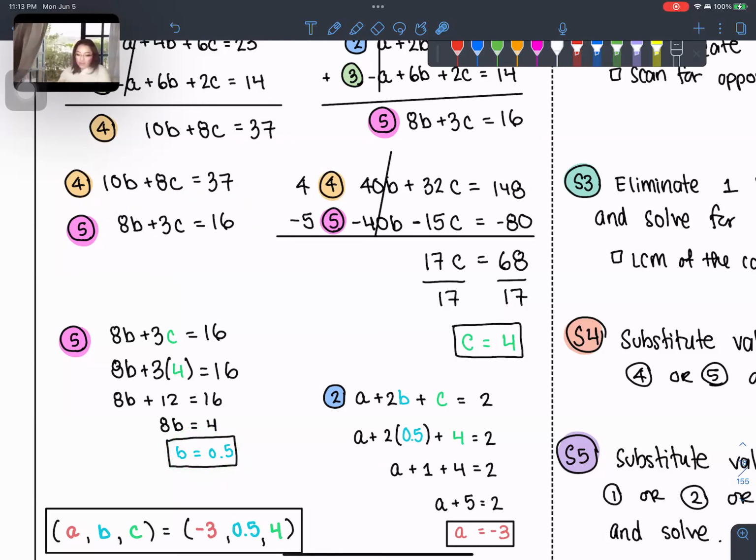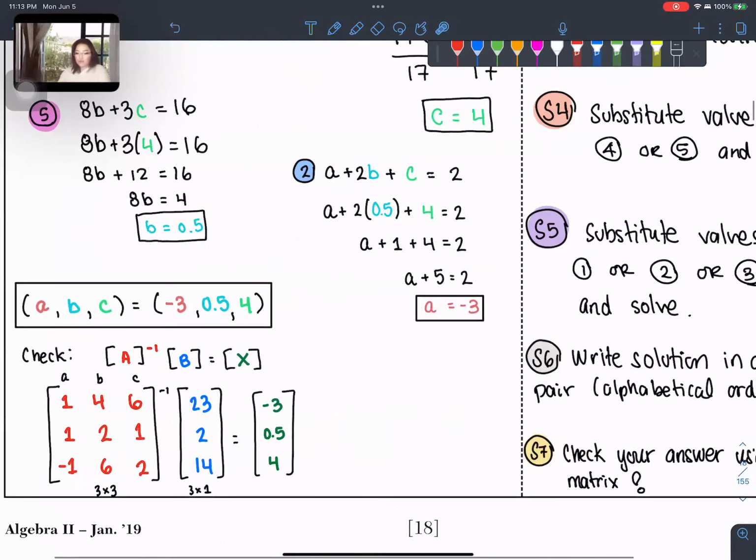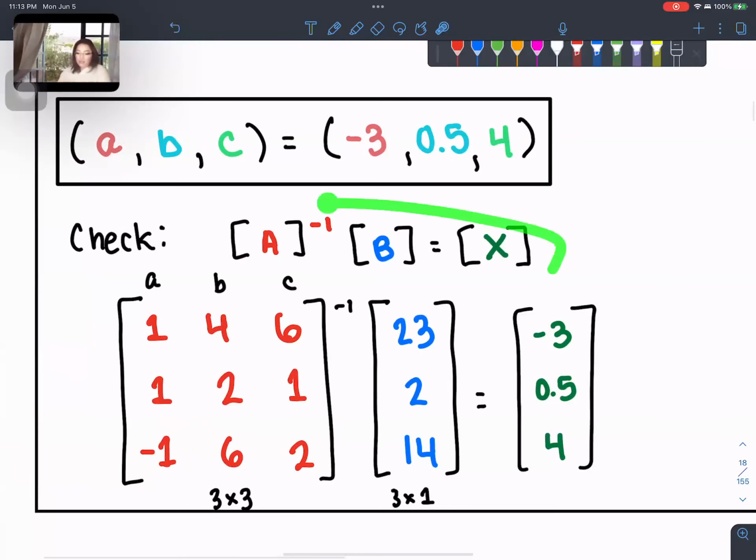Then you substitute these 2 values into either 1, 2, or 3. Just by a quick glance, equation 2 had positive numbers and smaller numbers, so I just chose 2 and I got a equals -3. Then you can put it into your calculator and check.